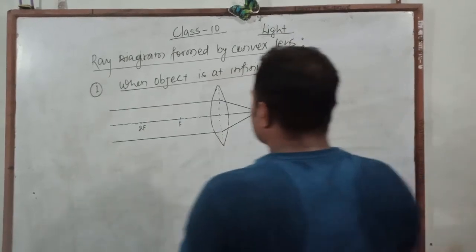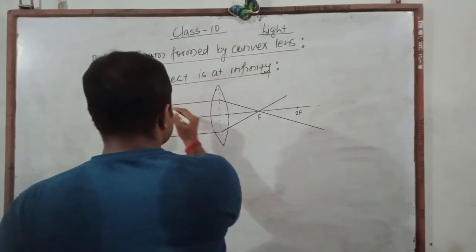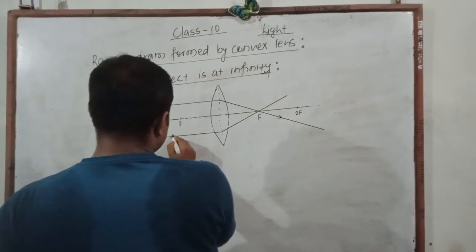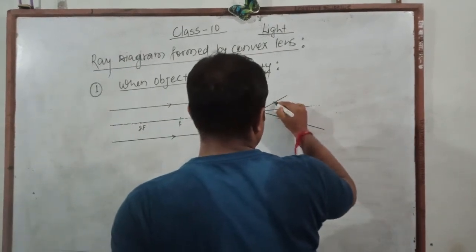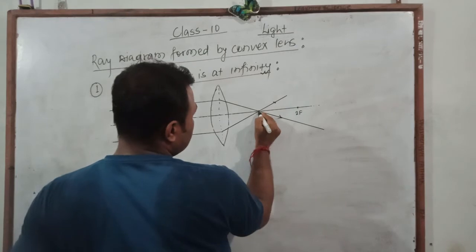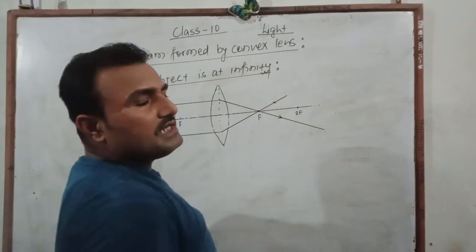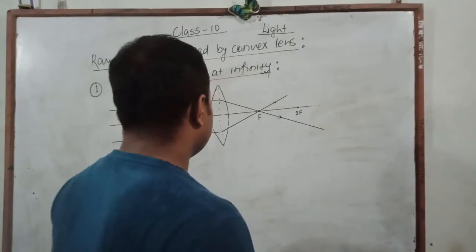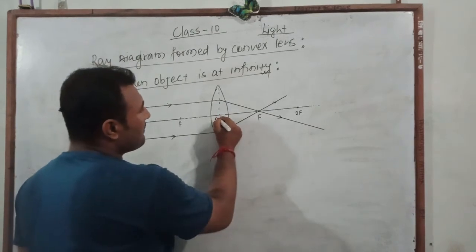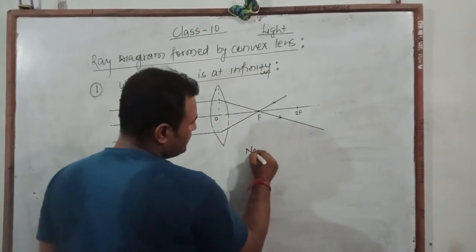It means the parallel rays of light pass through F. Both rays meet at F. That is called the image of the object. And then we describe the nature of the image.